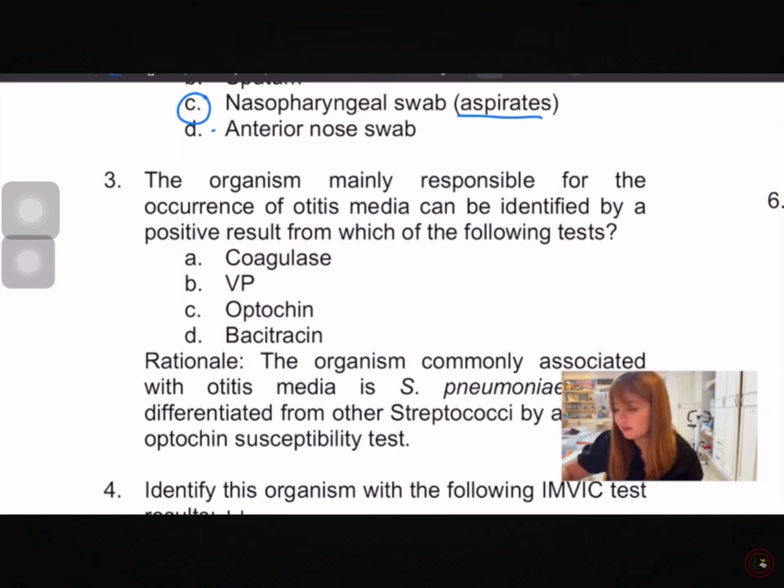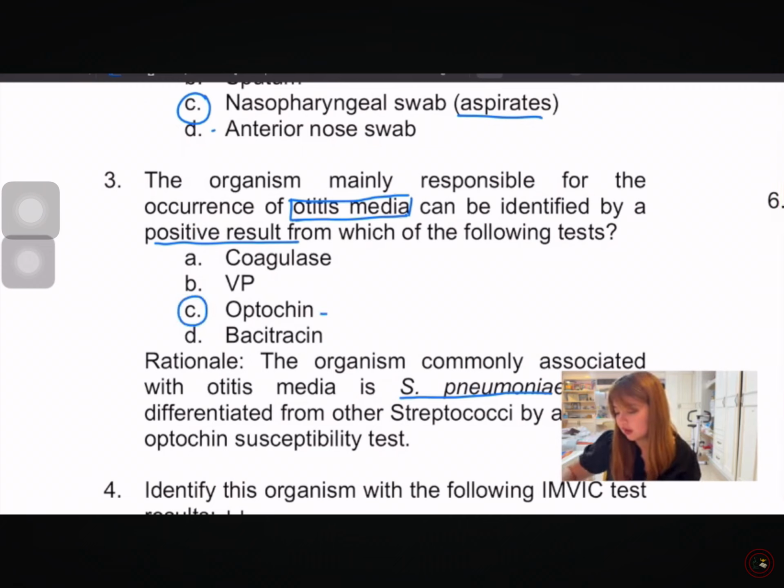Next question. The organism mainly responsible for the occurrence of otitis media can be identified by a positive result from which of the following tests? So, hindi directly asked kung ano yung organism na involved. Ang binigay sa atin is a disease, otitis media. So, otitis media, related siya sa Streptococcus pneumoniae. So, how do you differentiate Streptococcus pneumoniae? Actually, there are a variety of tests na kakaiba yung result sa Streptococcus pneumoniae. Pero given these options, yung best answer dito is Optochin.